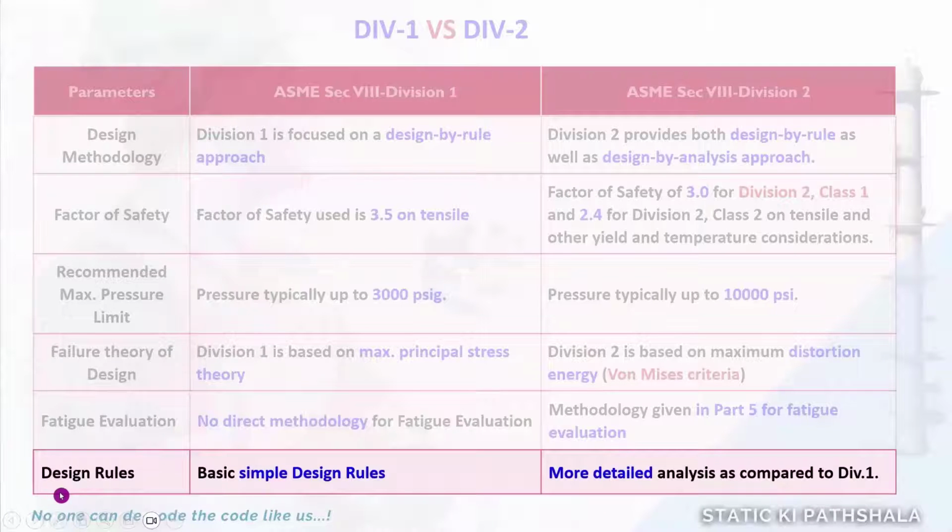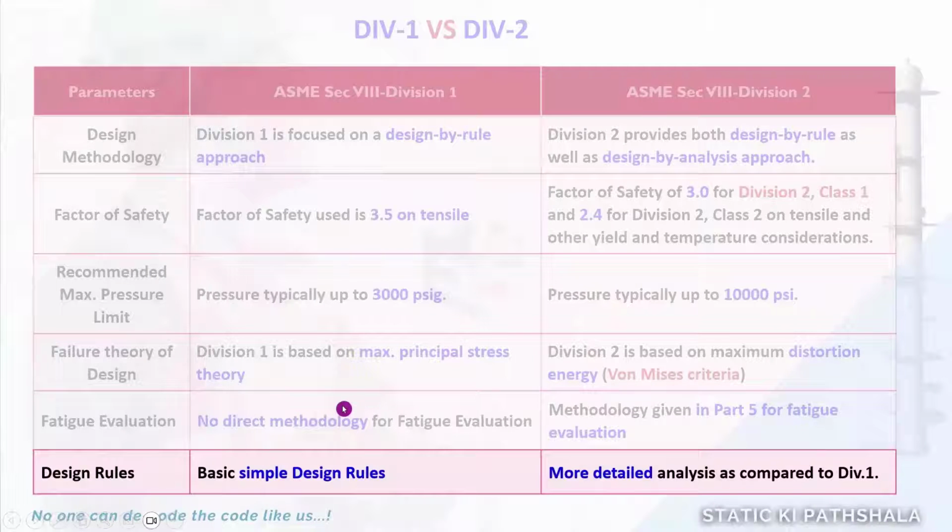Then we come to the design rules. Part 4 is what is given in ASME section 8 division 2, under which all the design by rules equations have been given. Whereas the UG part, mandatory appendix 1 and some other mandatory appendices are given in ASME section 8 division 1 for the calculation purpose. So basic simple design rules are used in division 1, and more detailed analysis as compared to division 1 when we talk about design by rules.